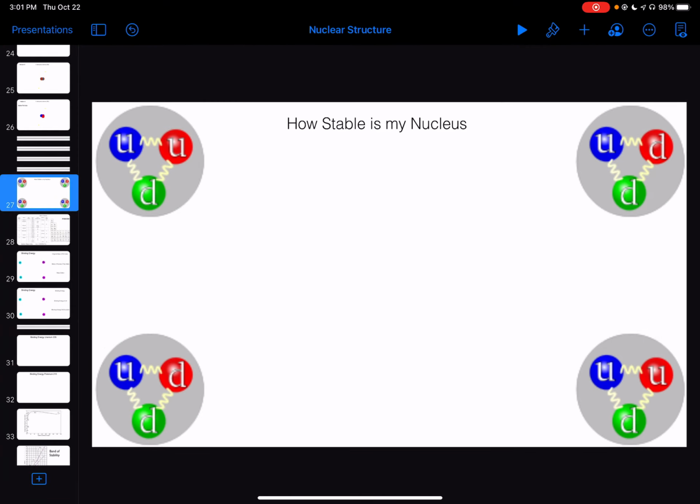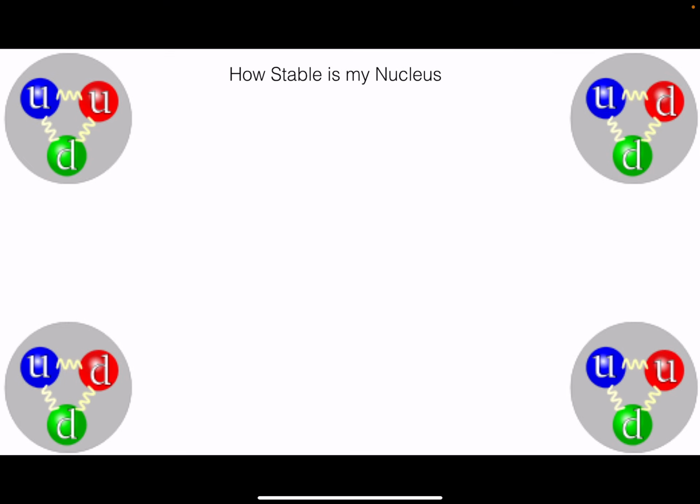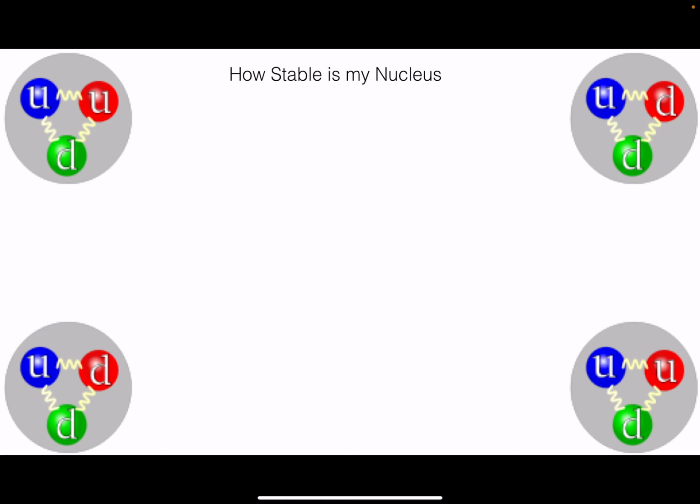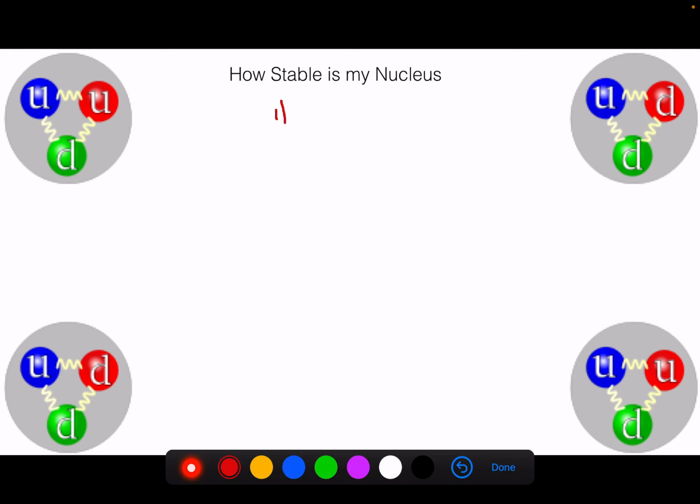So what we'd like to learn how to do today is figure out how stable your nucleus is. The big key to nuclear energy and other nuclear things is figuring out how much energy we can get from our nucleus. So the nucleus we're going to do is helium-4. You know that helium-4 is composed of 2 protons and 2 neutrons for a total of 4 particles.